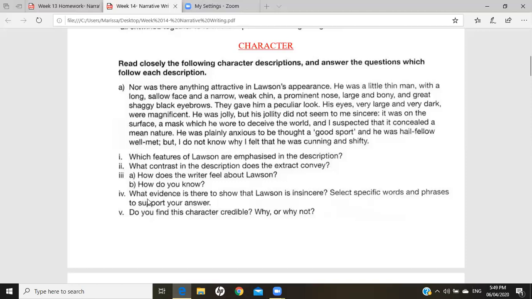The fourth one says, what evidence is there to show that Lawson is insincere? Select specific words and phrases to support your answer. So, Denzel, when you read this, what evidence would you say shows us Lawson is a bit insincere?